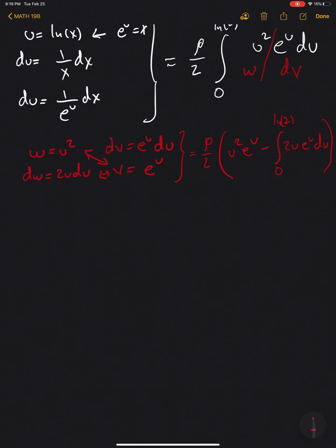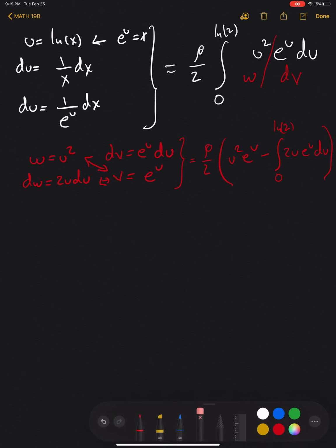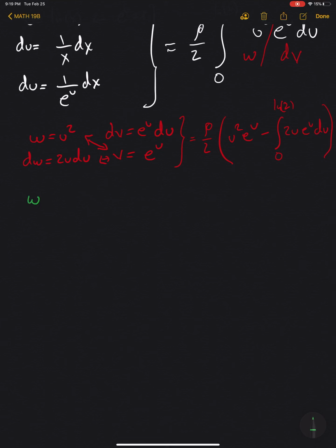So notice that by applying the integration by parts once, we were able to reduce from a quadratic to a linear. So we can repeat the process again. Now the substitution that we are going to do is w equals u, and dv, the same thing, e to the u du. So we have dw equals du, and we have v to be e to the u. So again, we're doing this strategy basically.